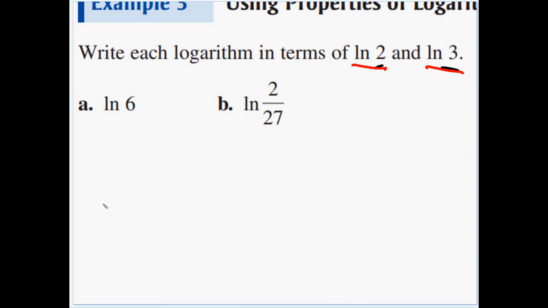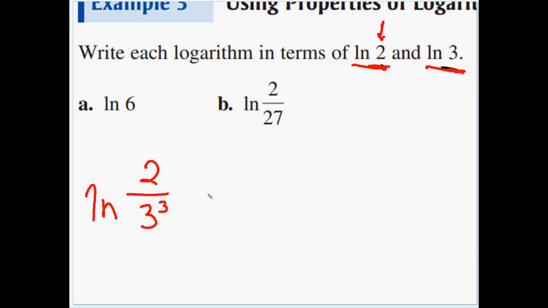Part B, we've got the natural log of, I see upstairs is a 2, and that's good because that's one of our building blocks. Downstairs we've got a 27. And we could write 27 as 9 times 3, or 3 times 3 times 3, which is 3 cubed. So we can kind of see our building blocks are there. We've got 2's and 3's. Now let's use some of our properties.